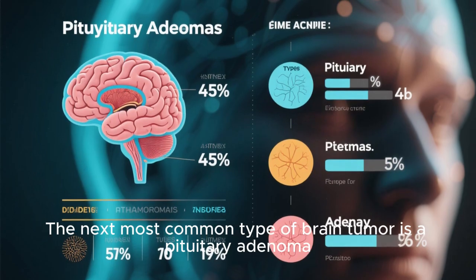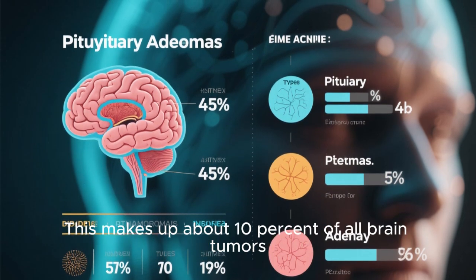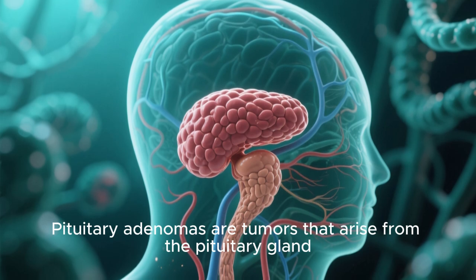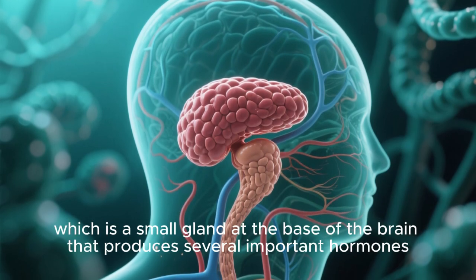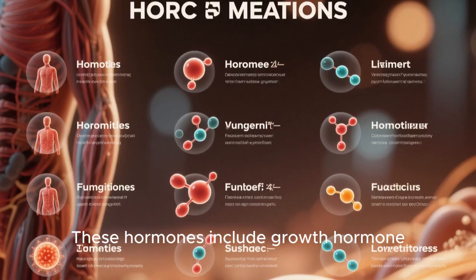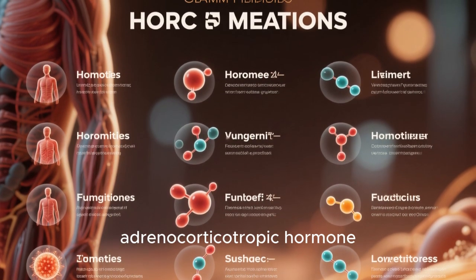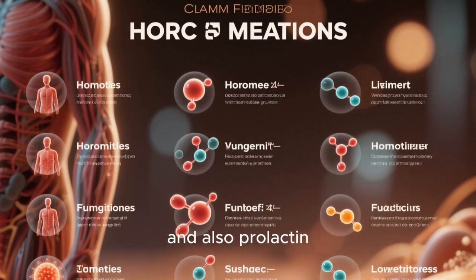The next most common type of brain tumor is a pituitary adenoma. This makes up about 10% of all brain tumors. Pituitary adenomas are tumors that arise from the pituitary gland, which is a small gland at the base of the brain that produces several important hormones. These hormones include growth hormone, thyroid-stimulating hormone, adrenocorticotropic hormone, follicle-stimulating hormone, luteinizing hormone, and also prolactin.